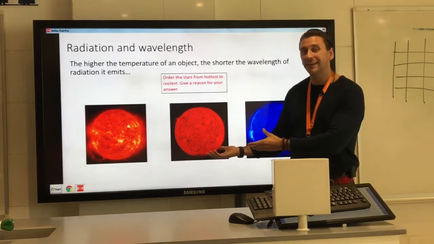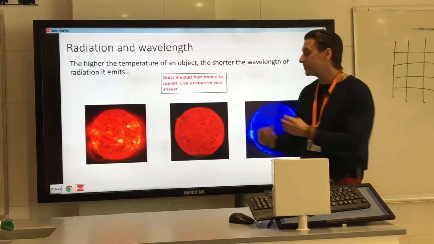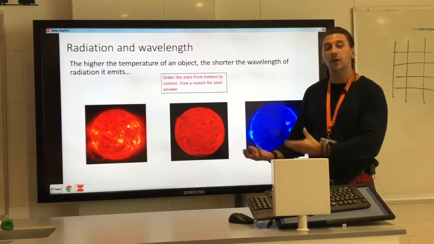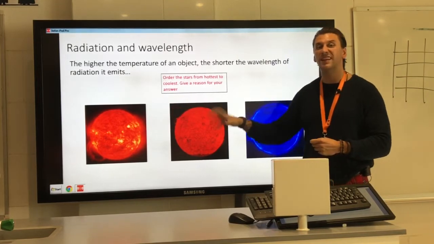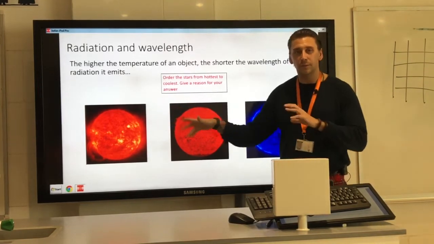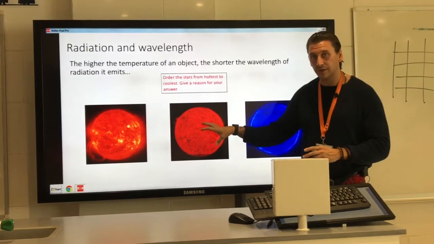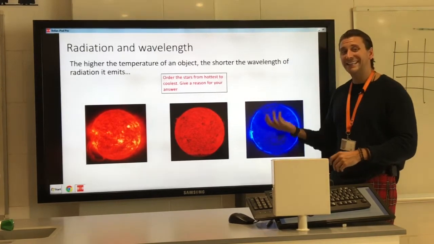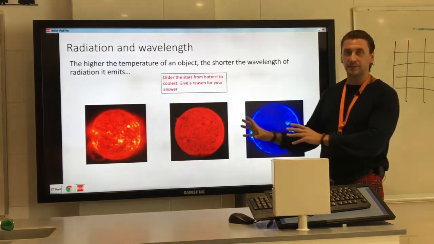Red, on the other hand, has the longest wavelength of all colors in the visible spectrum, so red therefore must have the lowest temperature. Orange yellow obviously is somewhere in between the wavelengths, and therefore the temperature of this star would be in between the 2. So red is the lowest temperature, which has the longest wavelength. Blue is the highest temperature because it is emitting the shortest wavelength of visible light.